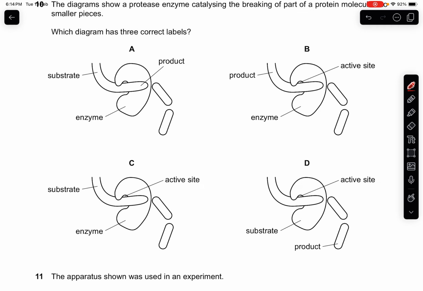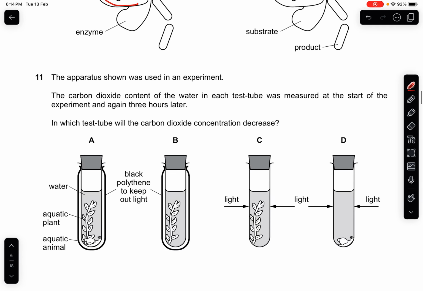So let's see which is the correct one, and the answer would be C, because the substrate is typically on the enzyme, and the substrate usually binds complementary with the enzyme's active site, and this whole thing is typically the enzyme. So the answer is C.